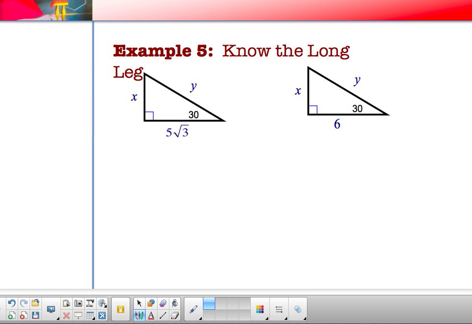Okay, so last we're going to do a type of problem where we know the long leg. And I've got two different examples here. The first one's pretty easy. The second one is more difficult because we have to do some crazy things with the radicals.